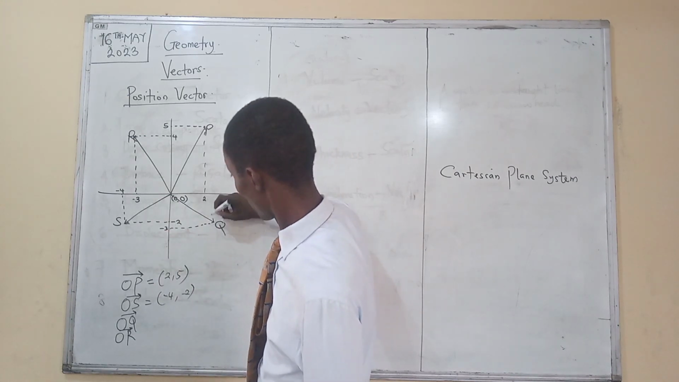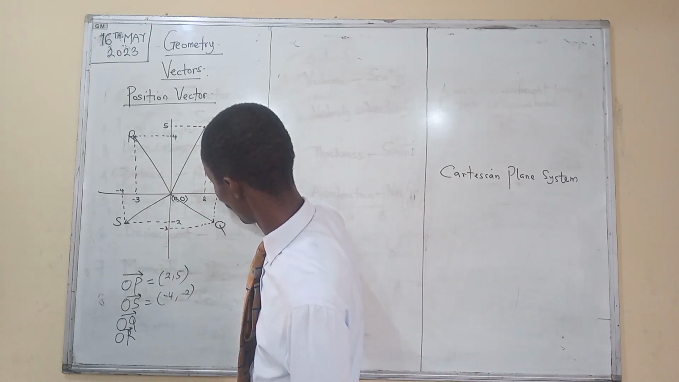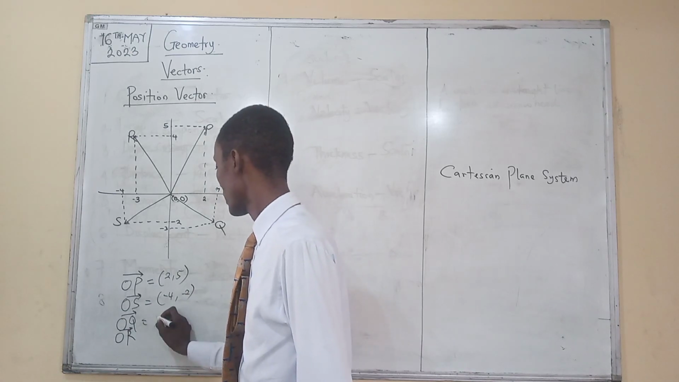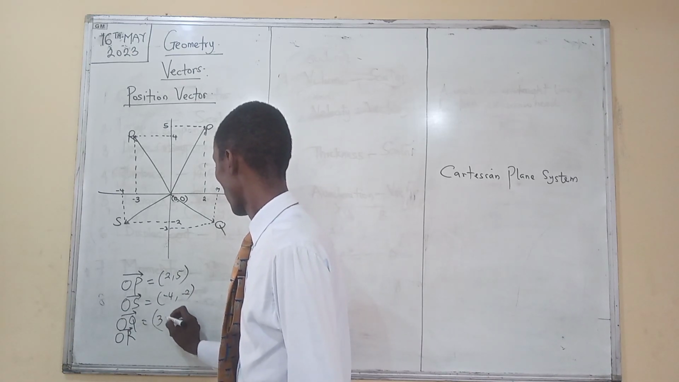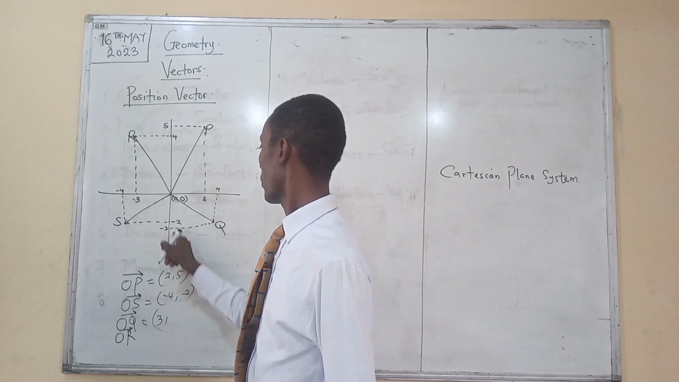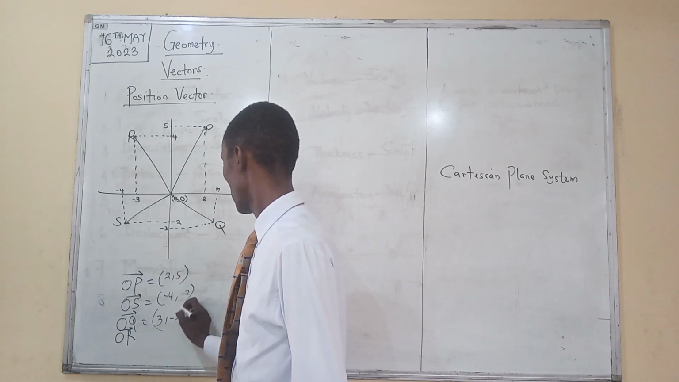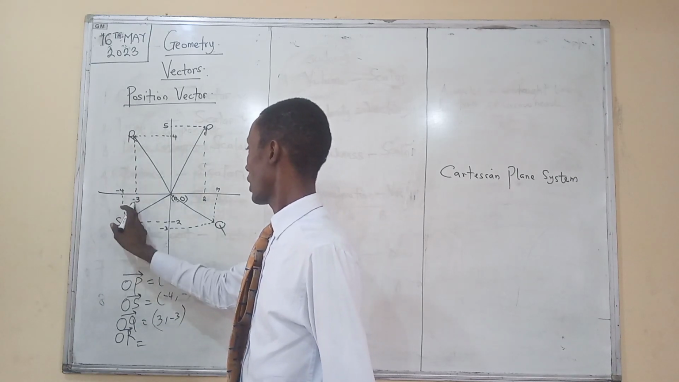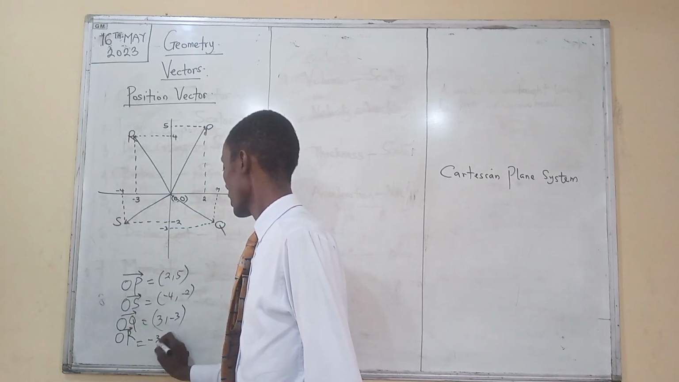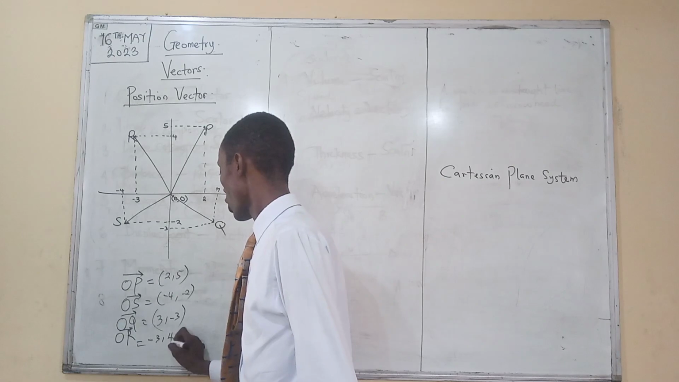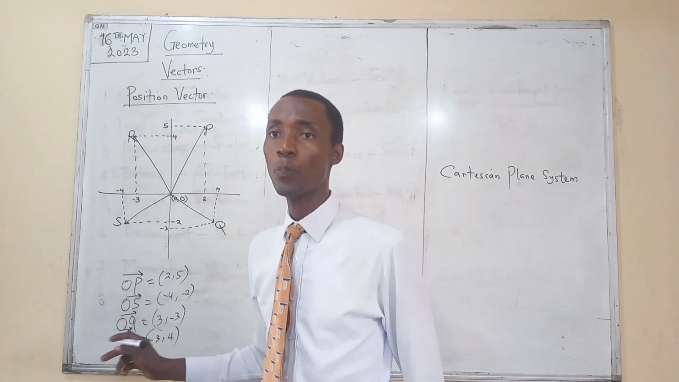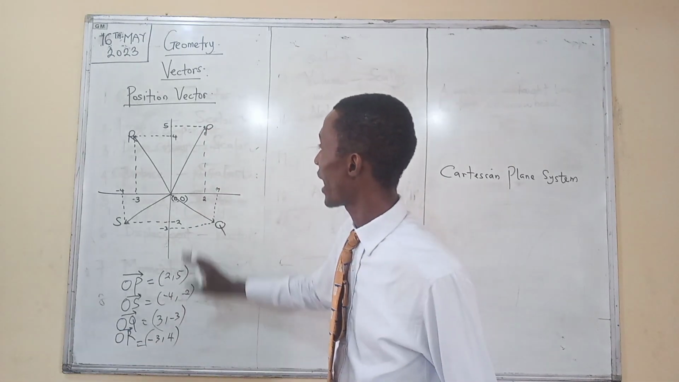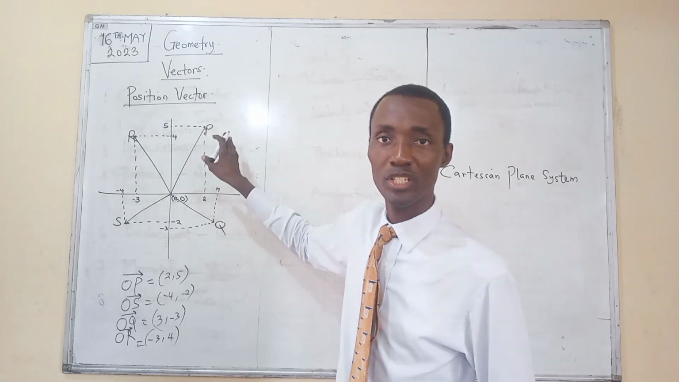Look at OR, OQ. Negative, no, not negative 3. We need to pick a point here first. This is 3. It is x, y, which is negative 3 also. And then we can take R, x first, negative 3 and 4. So your knowledge of plotting graphs should be able to help you out here. So this is what they mean by the position vector arrangement.